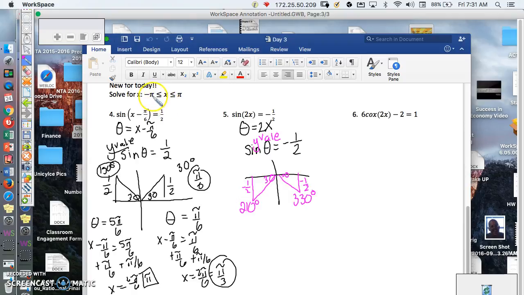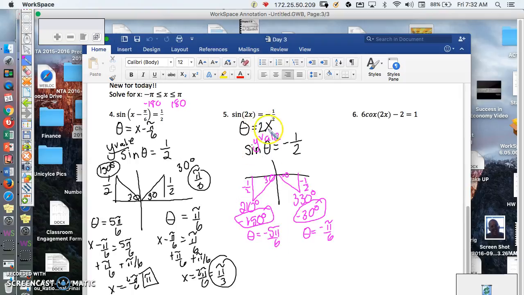But again, our answers need to be in between negative pi and pi. So these are too big because this is between negative 180 and 180. Well, negative 30 would work here. And how far back are we going here is negative 150. So we have those. So we know that theta equals negative pi over 6. Theta equals negative 5 pi over 6.